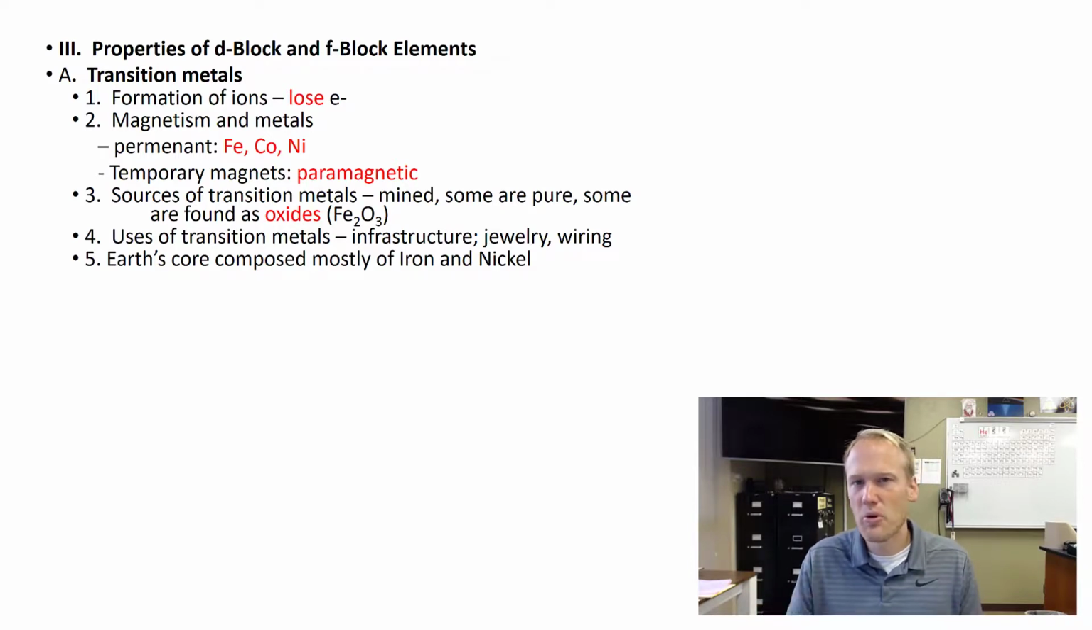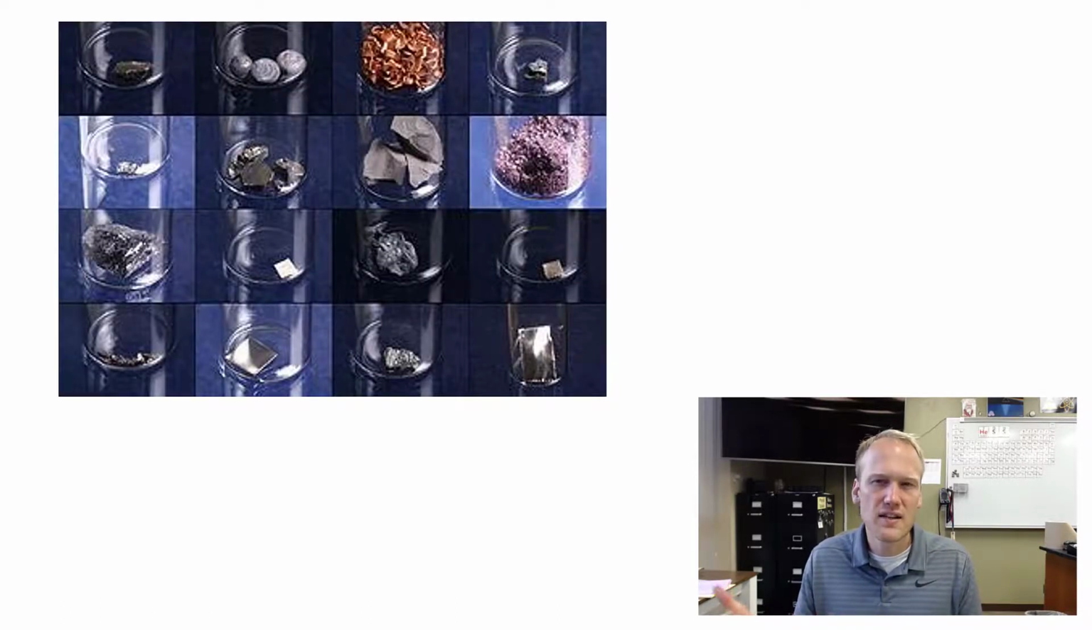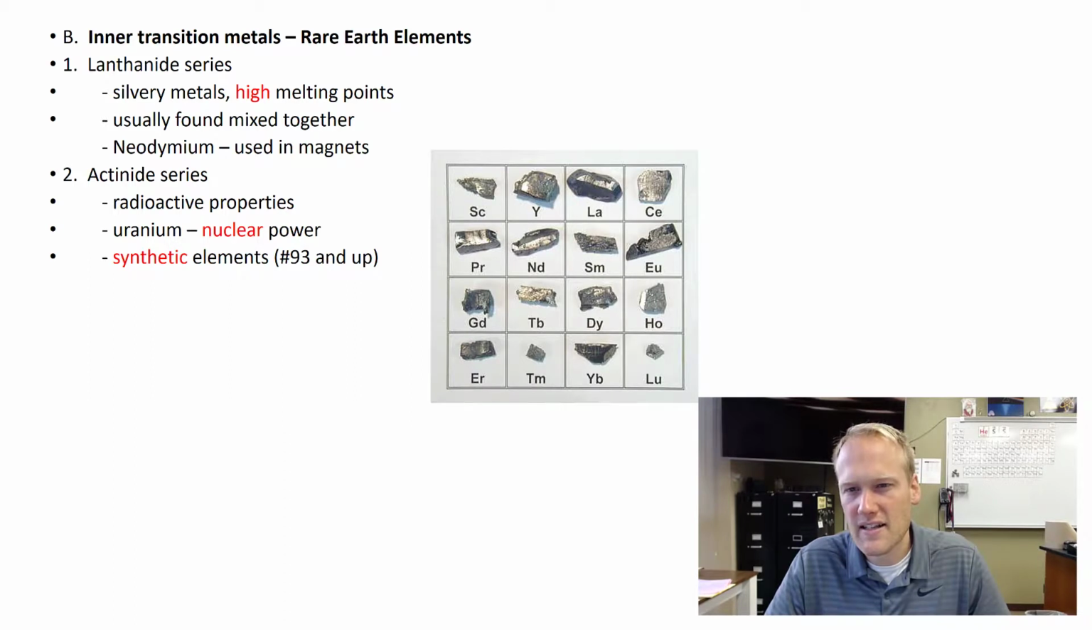We use transition metals from everything from jewelry to infrastructure to wiring. This is a very important section of the periodic table in terms of our society and how we use these things. You can see that there's some variation in these transition metals, but most of them are what you would think of when you think of a metal. Shiny, gray, or silver.